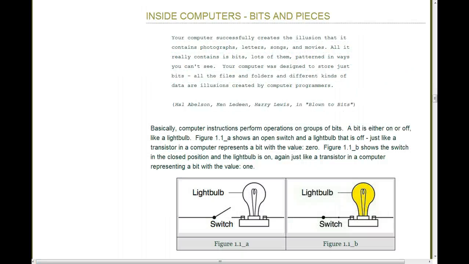Before I can show you what a computer's native language looks like, let's look at what it contains. Bits. A computer successfully creates the illusion that it contains photographs, letters, songs, and movies. All it really contains is bits. Lots of them, patterned in ways you can't see. Think of bits as light circuits, like the ones in figure 1.1. A bit is either off, which means it is a 0, or it is on, which means it's 1.